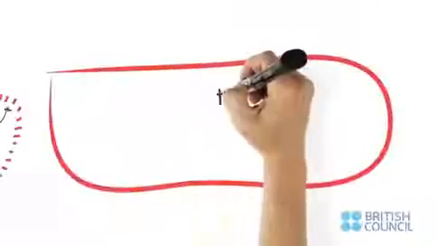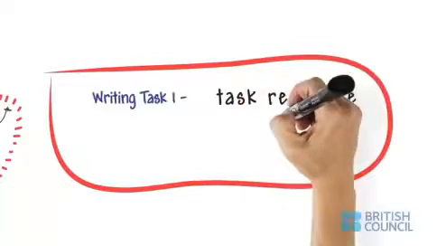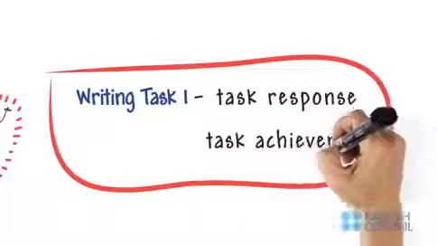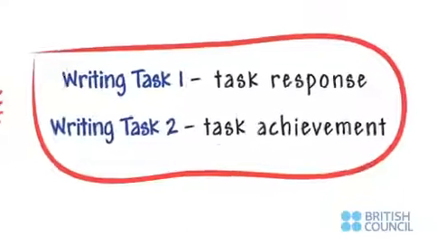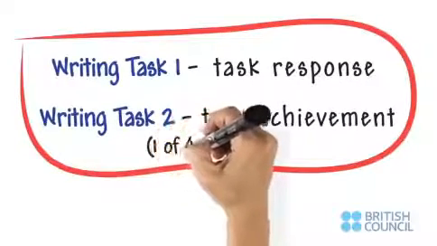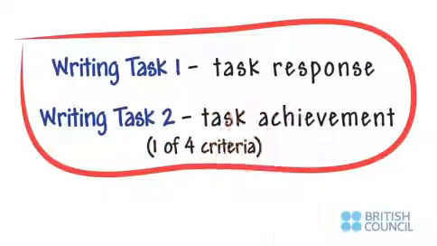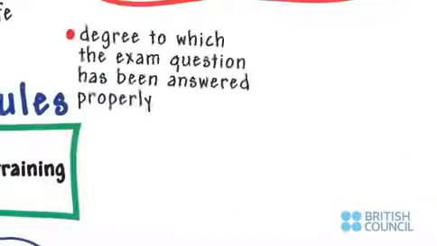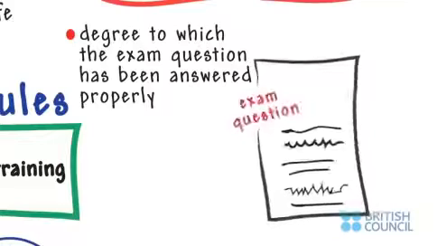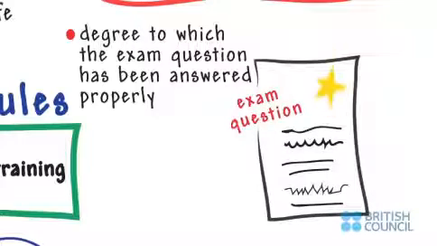Here, we look at the criteria of task response for Writing Task 1 and task achievement for Writing Task 2. These represent one of 4 criteria on which you will be tested. Look for the other 3 criteria in other videos. These criteria focus on the degree to which the exam question has been answered properly.